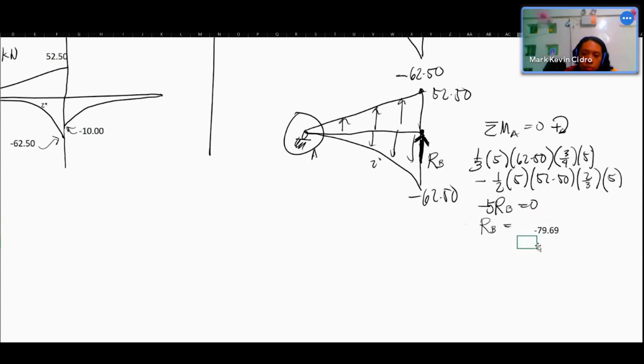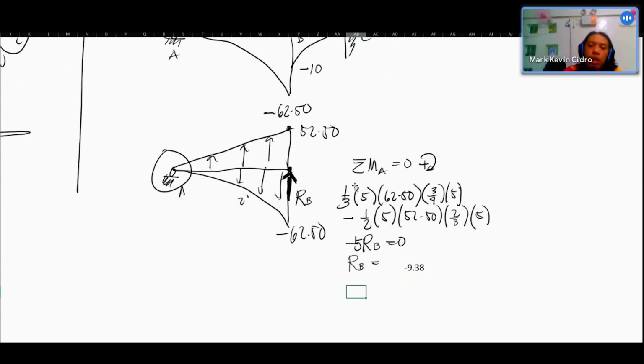What's your answer? Sir, nakalimutan mo 1/30 instead of 1/3. Ay, oo. Thank you. Okay. Dapat. Asya na ba? RB is equal to negative 9.38.